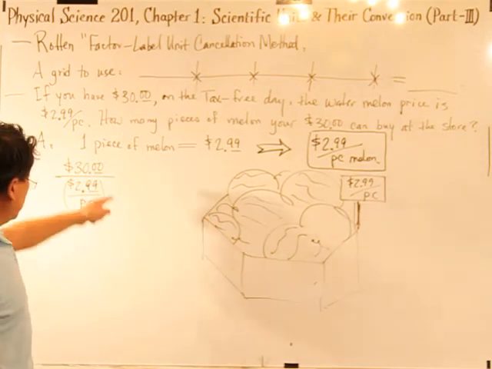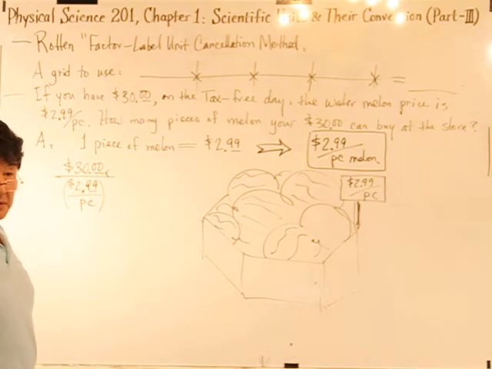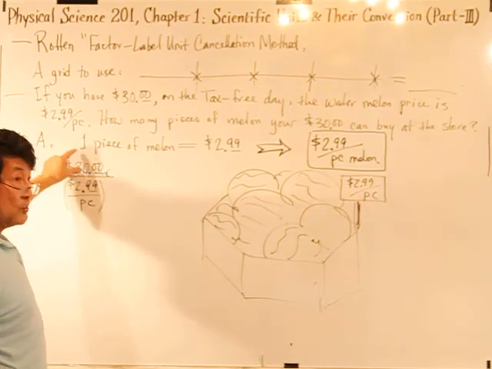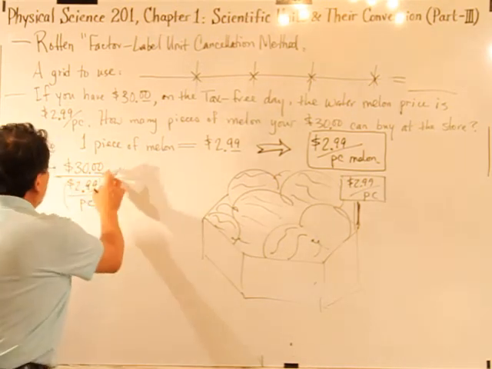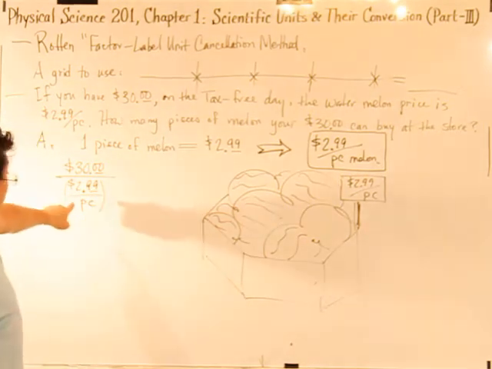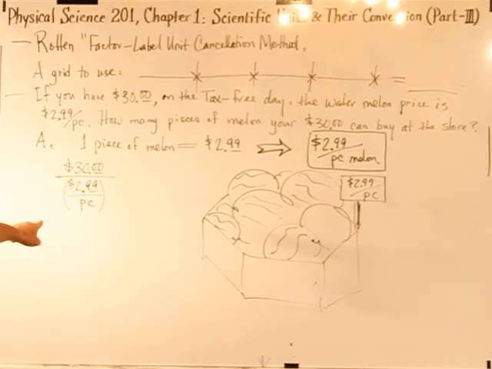$30 is a fraction. Why? $30 can easily be written as 30 over 1, because dividing by 1 doesn't change anything. So you have a fraction on top as the numerator and a fraction at the bottom as the denominator. This time it's simple: you don't touch the numerator first, and you do something to the denominator as the dividend.